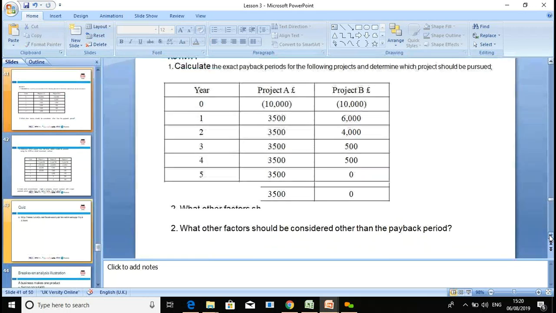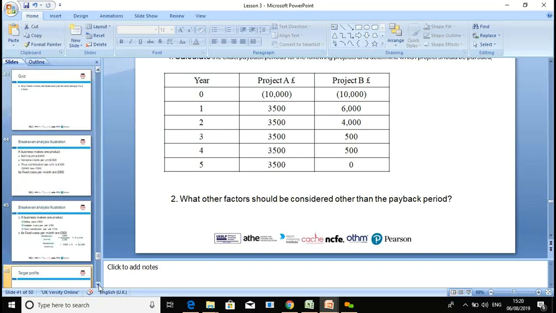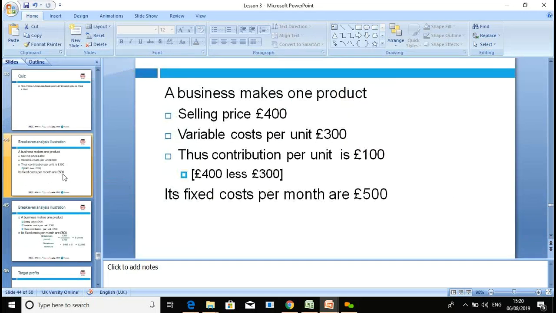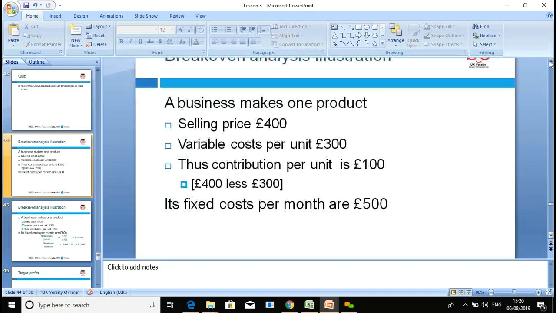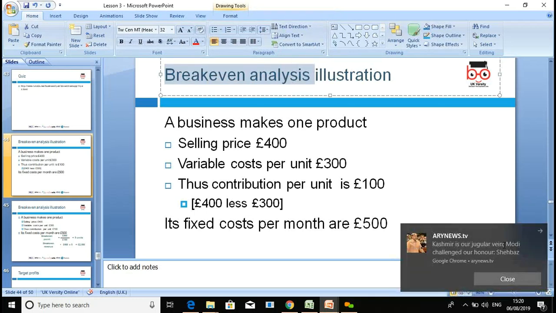So thus we discussed 3 methods of investment appraisal. If you want to do some activities, I included them. So you can try. Next we're looking at break even. What is meant by break even? Have you ever heard of break even?